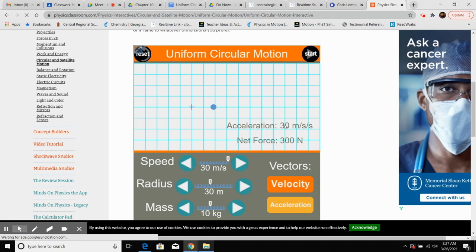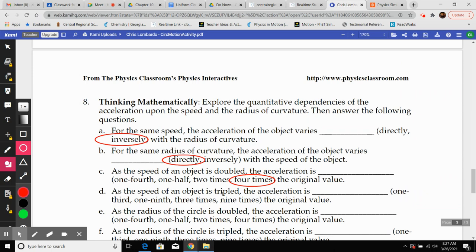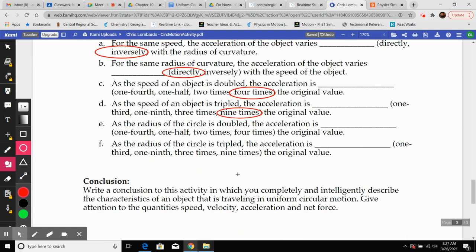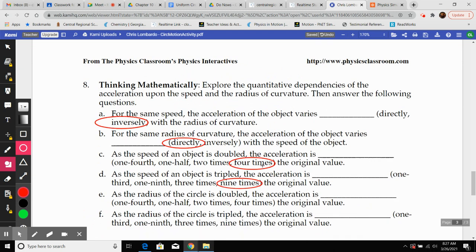Acceleration is 30. 30 divided by 3 is 10. That's technically not an answer. All right, it's going to be 9 times. Some of these values may be slightly off due to rounding. But based off of what we're going to do, we're going to come up with an equation.